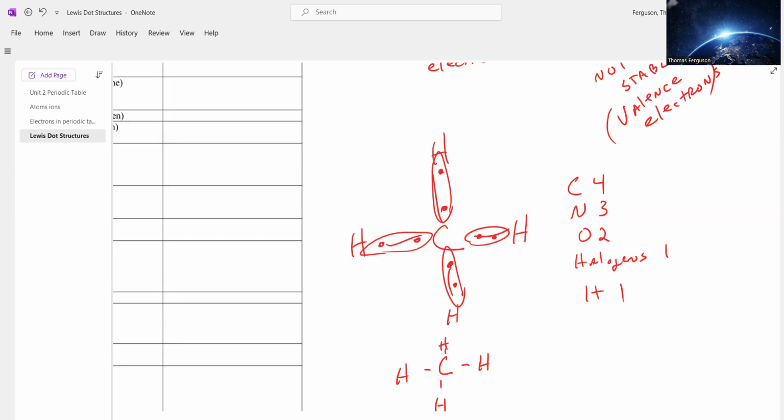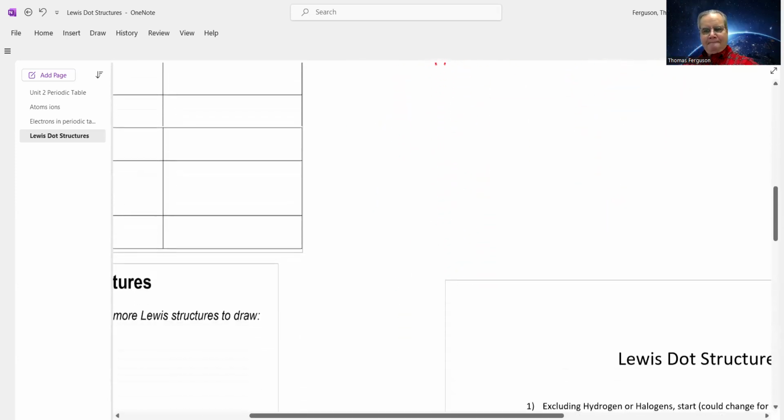Okay, so let me do a couple more examples. I want to do some with multiple bonds. Okay, everyone's okay with this one here, right? Raise your hand if you want some more discussion. Okay, all right. So let's go.